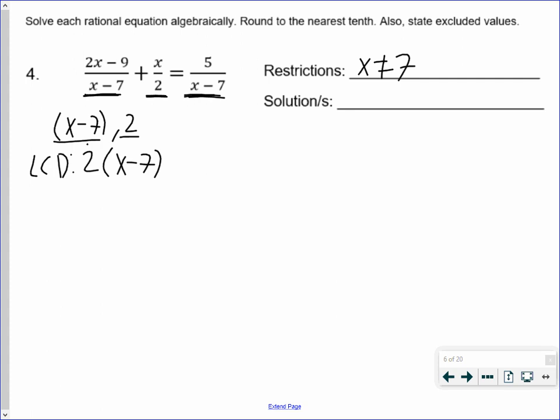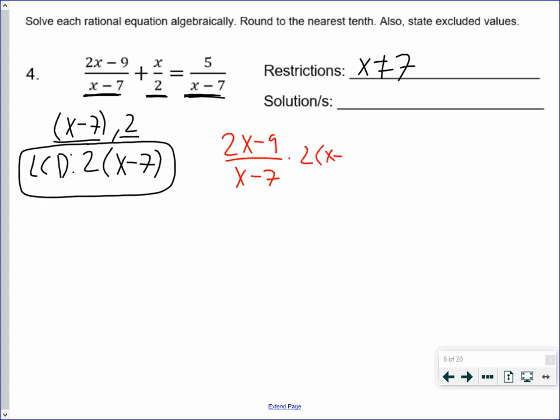Now that I have my LCD, I'm going to multiply it with each fraction that I see. So 2x minus 9 all over x minus 7, times 2 times x minus 7, plus x over 2, times 2 times x minus 7. That's all going to equal 5 over x minus 7, times 2 times x minus 7. Kind of ran out of room, but that's what it's going to be.